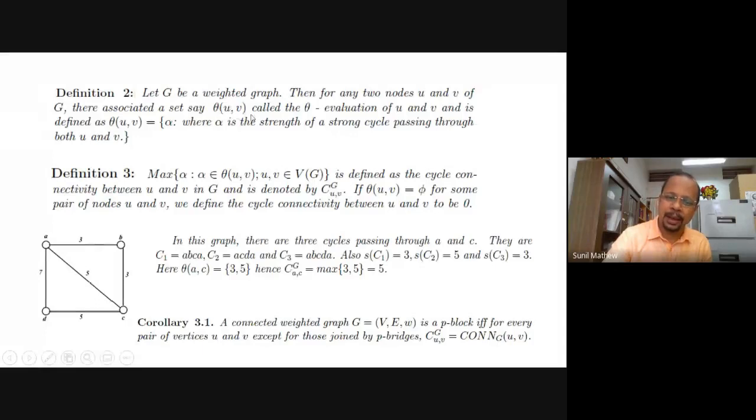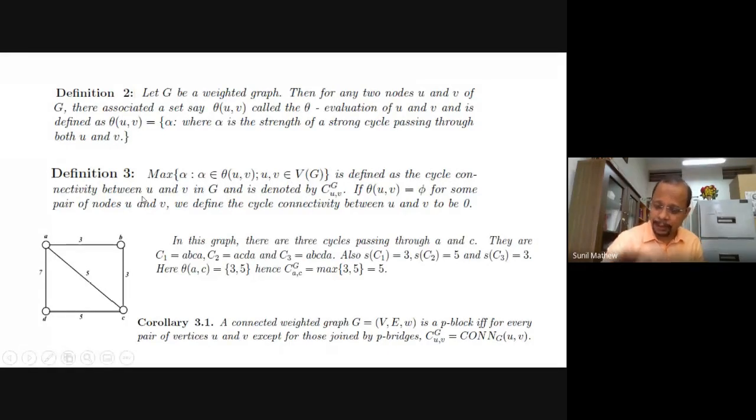Say we define something called theta evaluation of a pair of vertices. Theta evaluation is nothing. Say weighted graph, weighted network. Look at all the cycles passing through the pair UV. Of course, they are weighted cycles. You can find the minimum weight. That's called the strength of the cycle. Then you take the maximum of such strengths and call it the theta evaluation of U and V. Fine. And the maximum of theta evaluation is defined as the cycle connectivity.